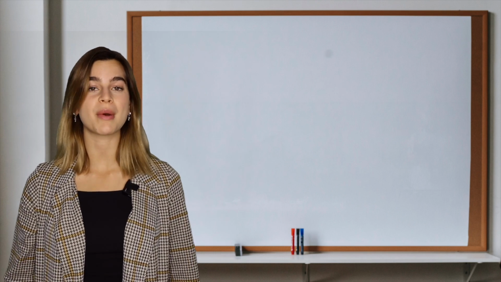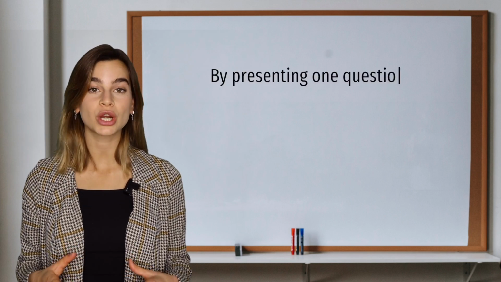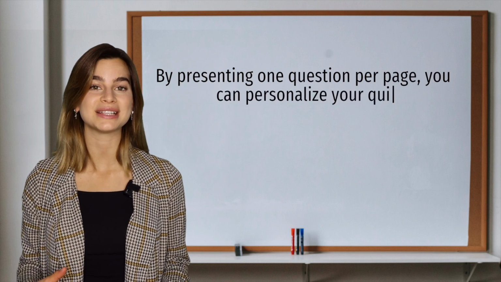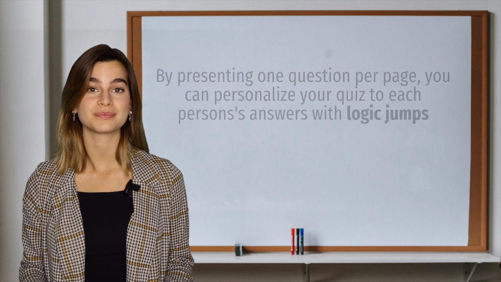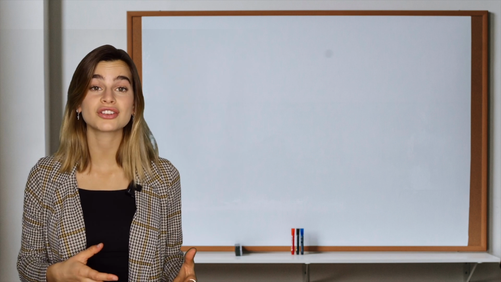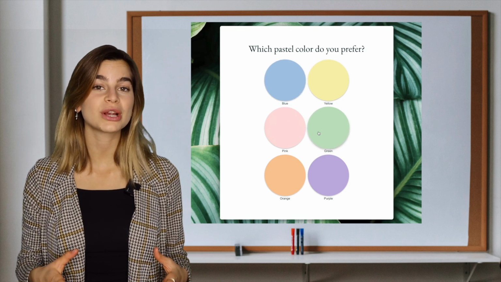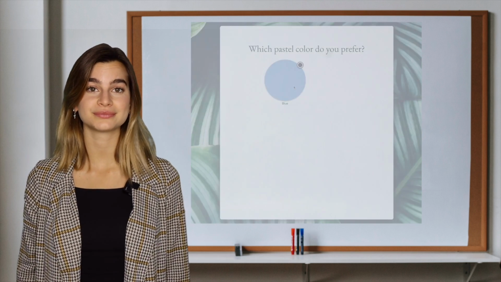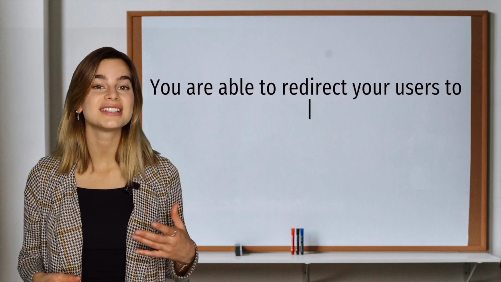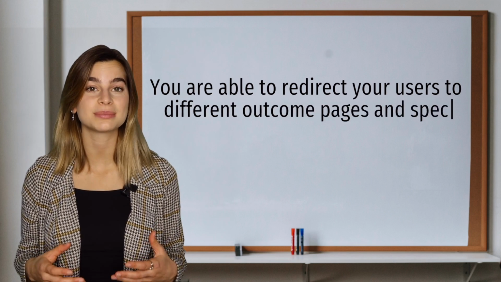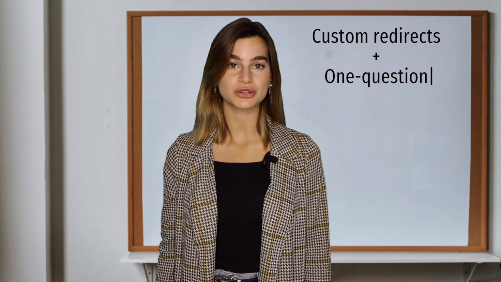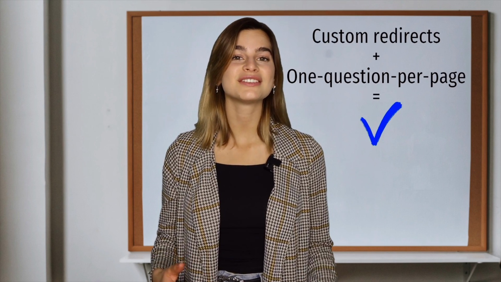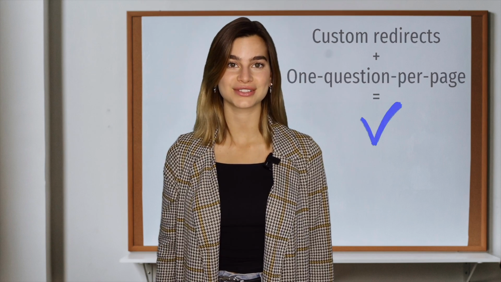Some additional facts to know about the one question per page approach. By presenting only one question per page, you are able to personalize your quiz to each person's answers with logic jumps. For example, if someone selects that they like pastel colors on your fashion personality quiz, you can ask more questions about that in order to understand their preferences better. Secondly, you are able to redirect your users to different outcome pages, as well as redirect them to specific websites or custom URLs. With our custom redirects feature combined with the one question per page approach, you can easily navigate your users to different locations at the end of your quiz depending on their answers. We have a YouTube video about everything you need to know about the custom redirects feature, so go check that out if you're interested to know more.